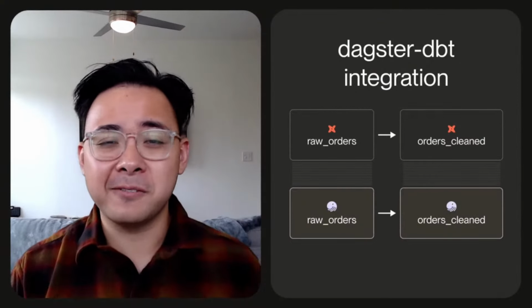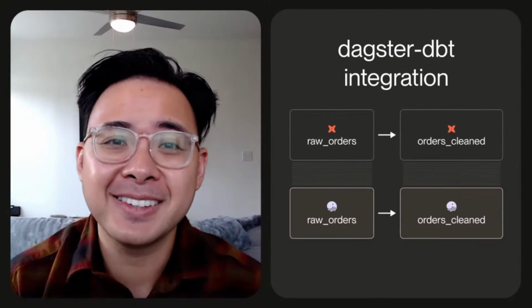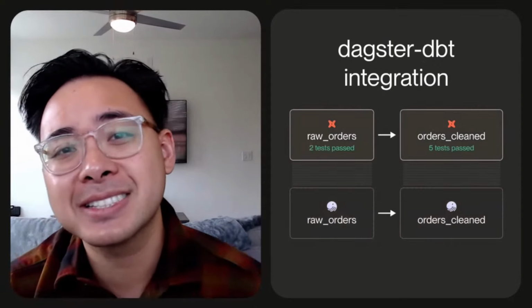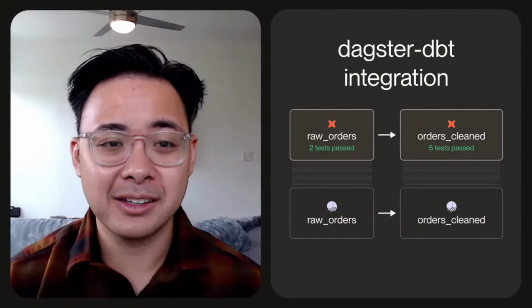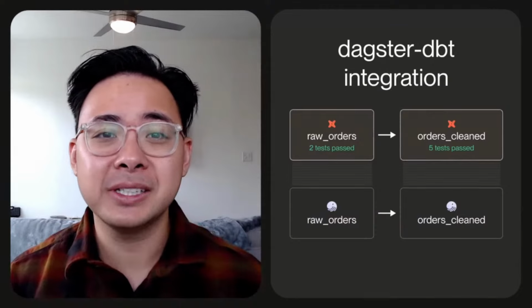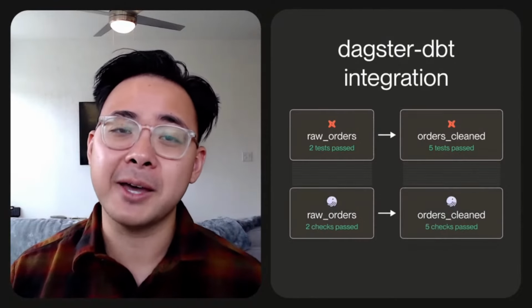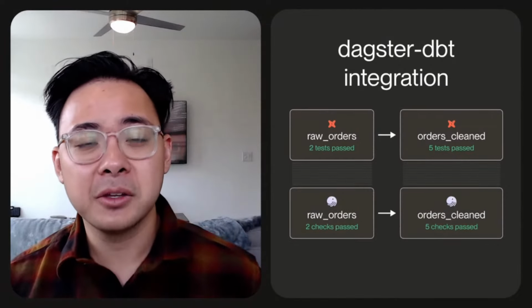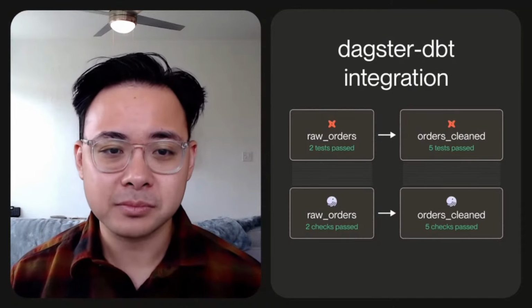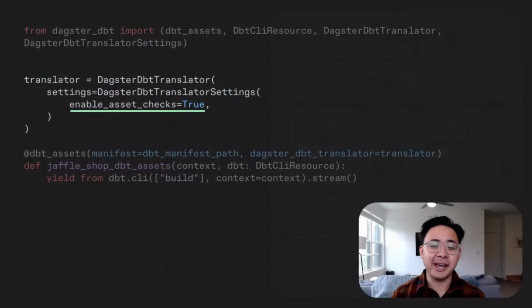And one of everyone's favorite features of DBT is the ability to add tests to your DBT models. And with asset checks, we showcase this by also mapping every DBT test to a Dagster asset check. If you are using our DBT asset integration released in Dagster 1.4, you can opt into this by setting a flag in your Dagster DBT translator object.